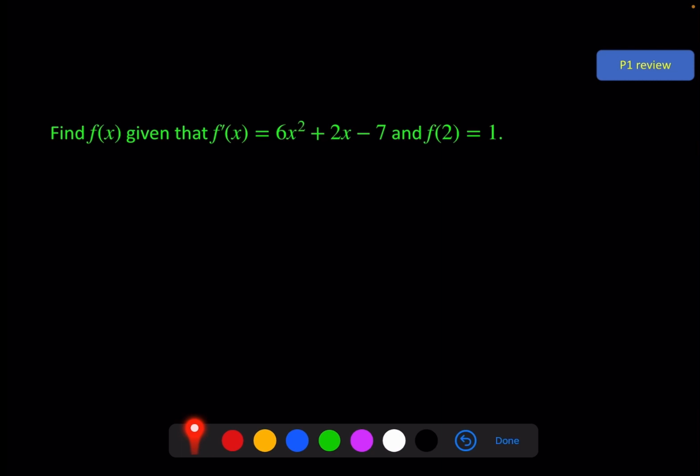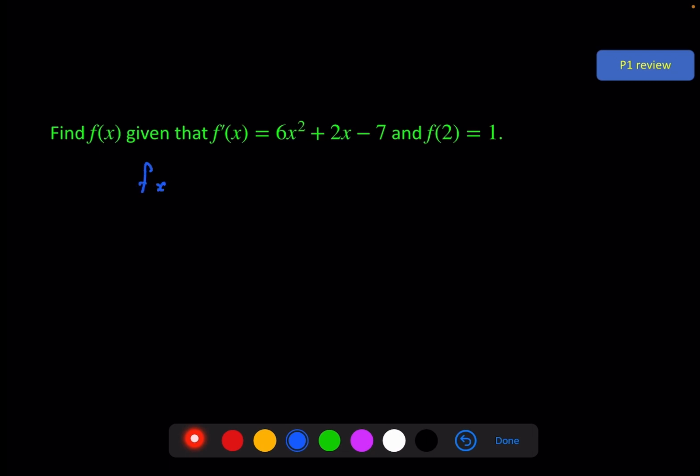Quick integration question on the screen to get us going for the pure stuff we're going to be using in this video. Find f of x, given that the derivative of f of x is this, and the information that f of 2 is equal to 1. I hope you remember that this is a boundary condition to help us find the constant of integration.